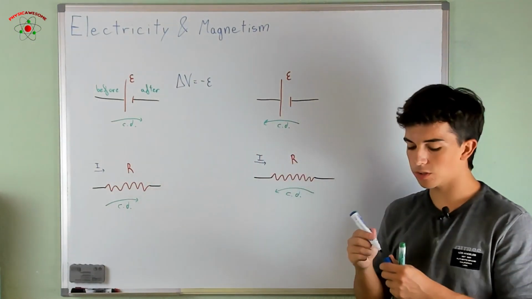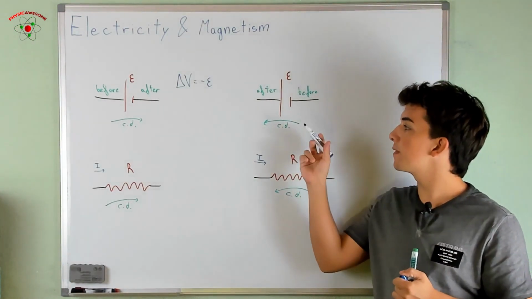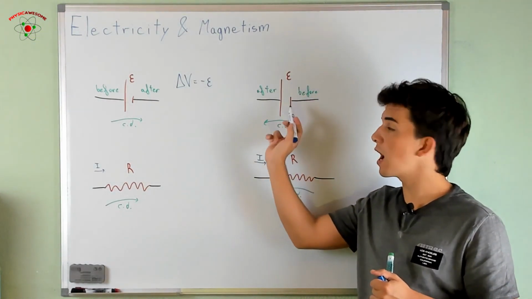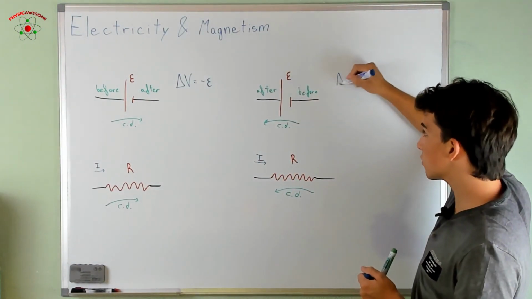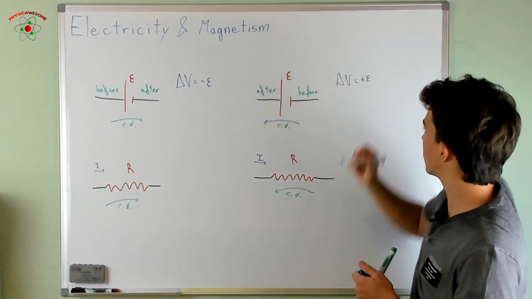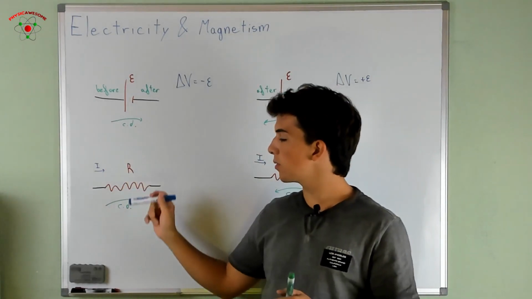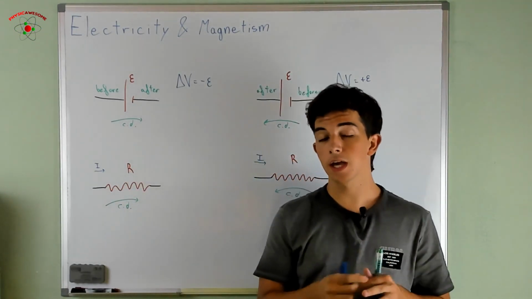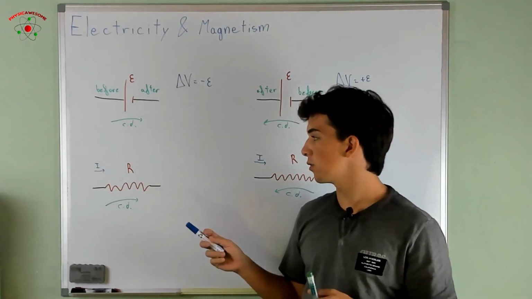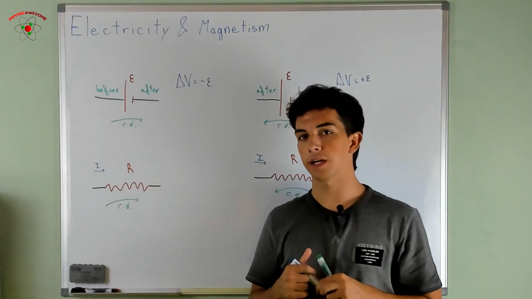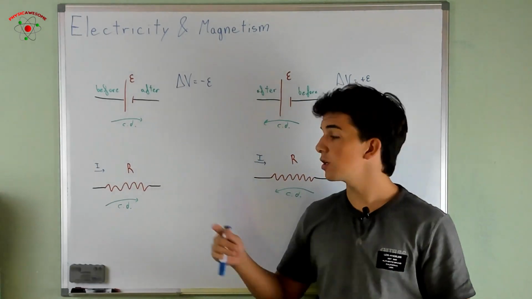Now, in this situation, we have that the voltage is going from lower to higher. Therefore, the change in voltage is going to be equal to plus epsilon. Then we have these situations. And in here, we remember that the change in voltage through a resistance is related to the current by this constant R. Therefore, the magnitude of the change is going to be I times R. However, we don't know the sign. For that, we need to analyze our situation.